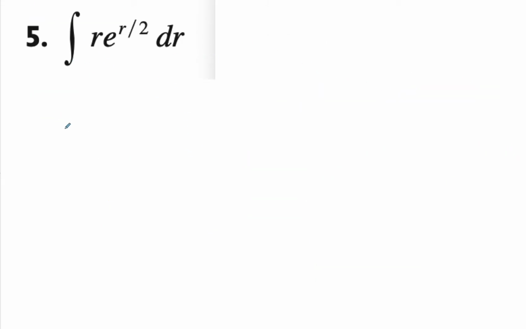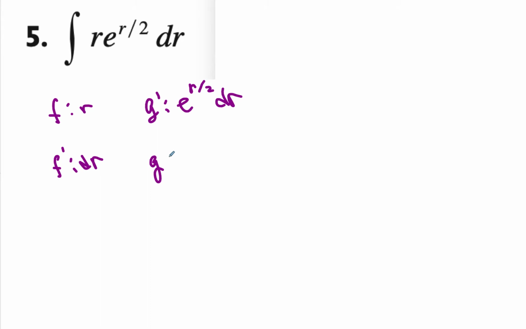How about here? I can assume f is equal to r, and then g prime is equal to e to the r over 2 dr. Then here, f prime becomes dr, and g becomes the integration of this one. We get 2 e to the r over 2.